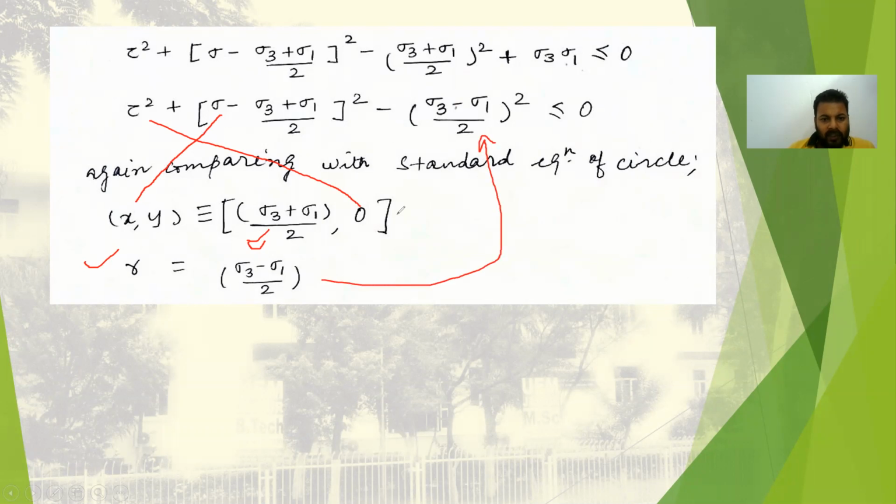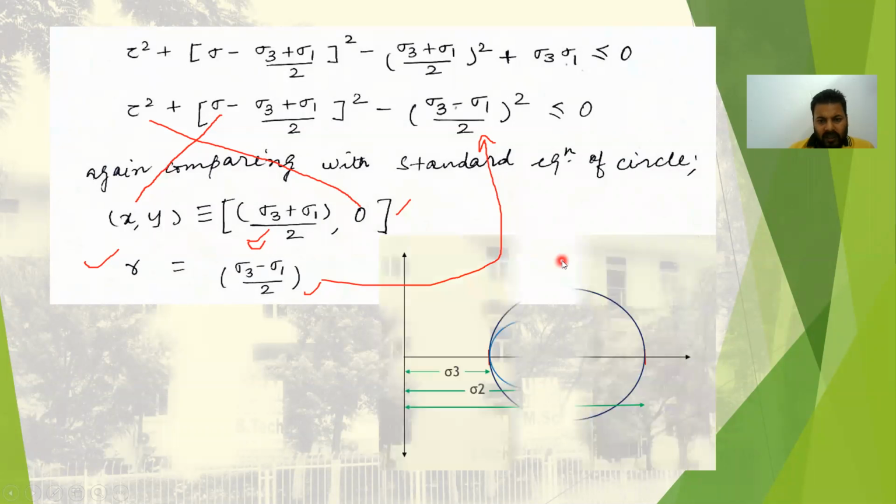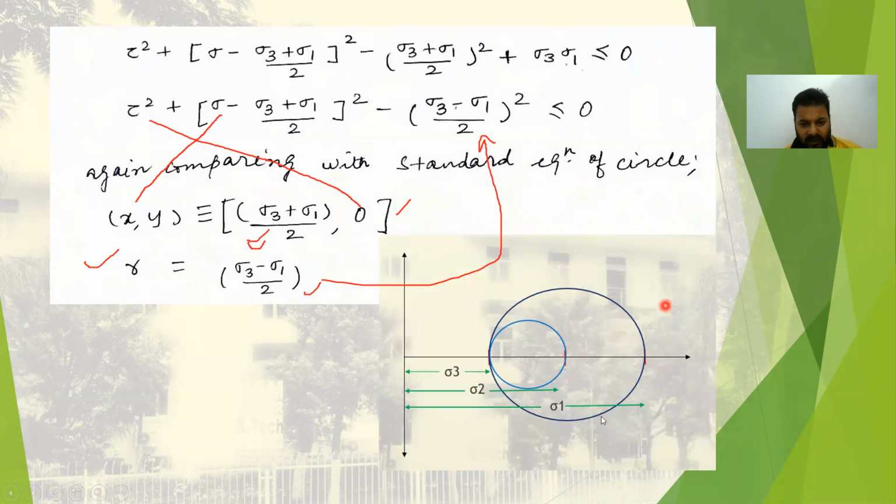So when we have both the coordinates of center as well as the length of radius, we can draw the circle. So with the help of these data, let's draw the circle, and the circle is like this. As you can see that sigma 1 is the largest of all and sigma 3 is the smallest of all. And the radius is sigma 3 minus sigma 1, and this center is at this point. So between sigma 3 and sigma 1 we have drawn this circle. This circle has been drawn, and the center is at this point.